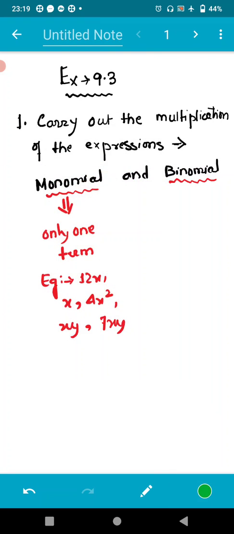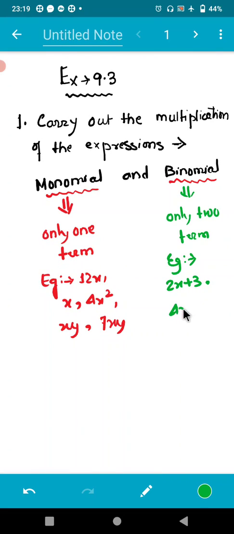Now what about binomial then? A binomial has only two terms. Fine, two terms. Now mono means one, bi means two. Okay, remember this is a very important thing. So an expression which has only two terms is called binomial. So what are the examples we can discuss under this? We can say 2x plus 3, we can say 4x square plus y, or we can say x square plus y square as well.